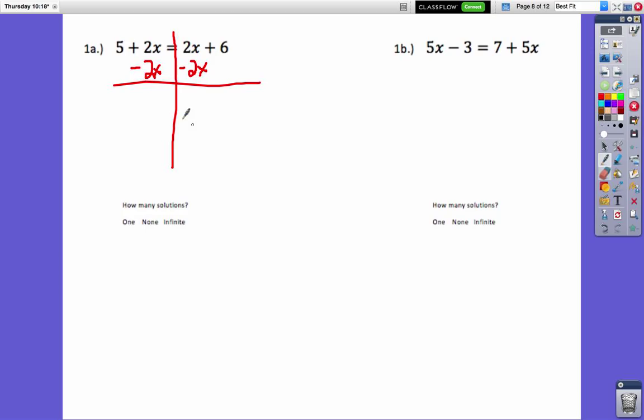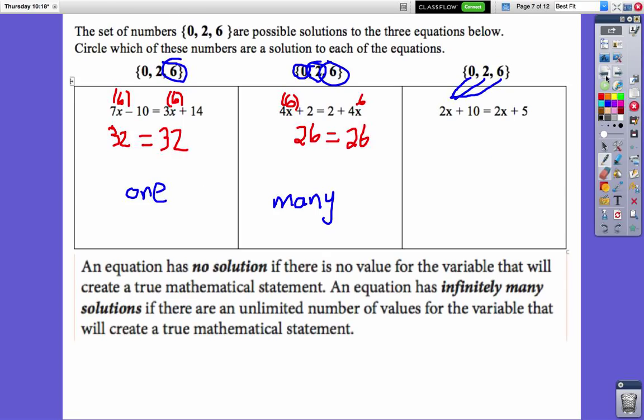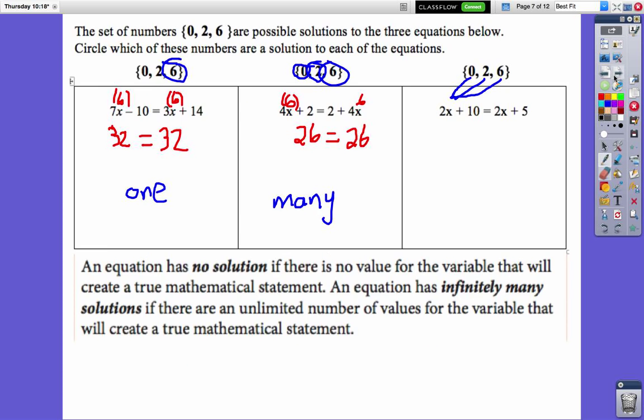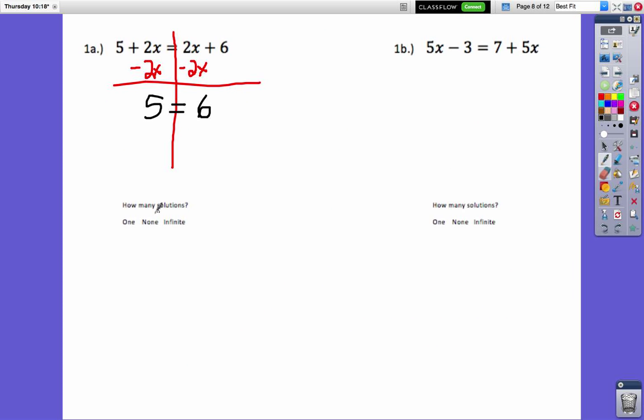And what you'll notice pretty quickly is that we'll have 5 is equal to 6. But hold on, 5 is not equal to 6. And going back to our example at the beginning, whenever we have an equation that is not true, like that first one there, then that means that there are no solutions. There are no solutions to this equation because that is not true. 5 does not equal 6. So how many solutions does this equation have? None. There are none. Press pause and try 1b on your own.